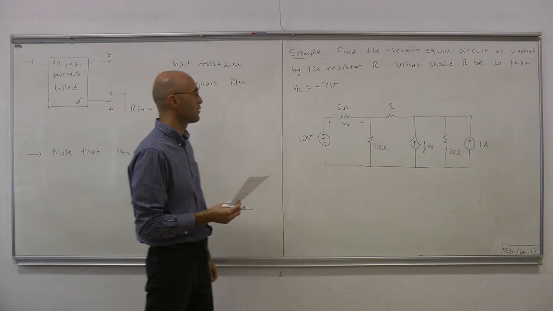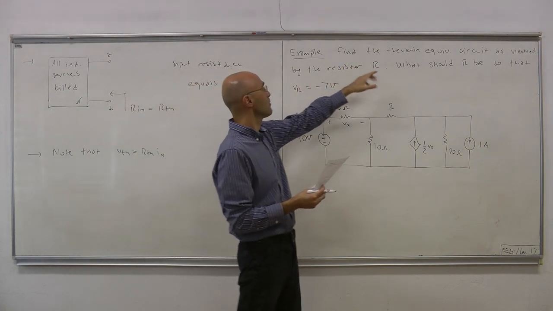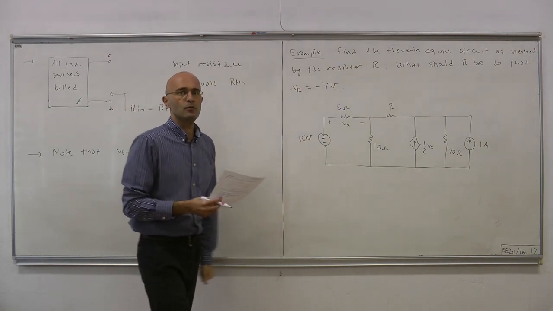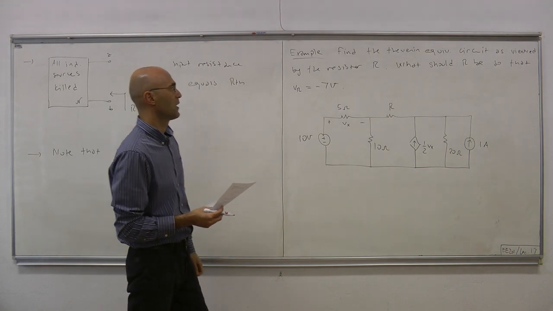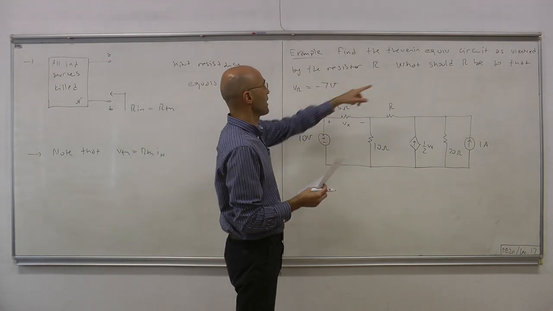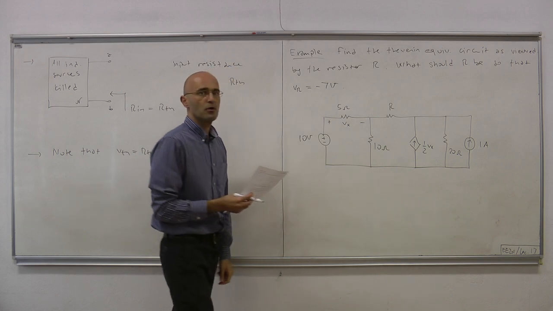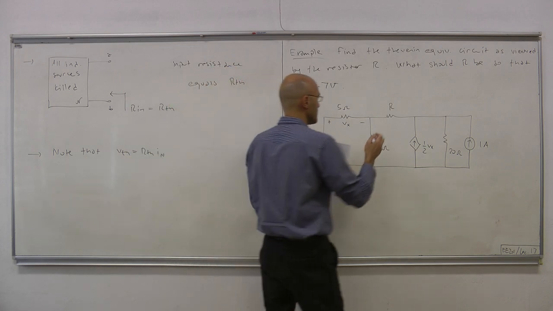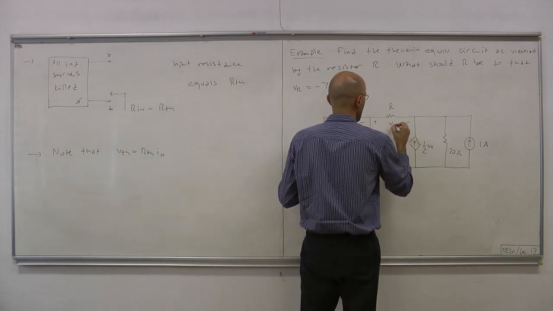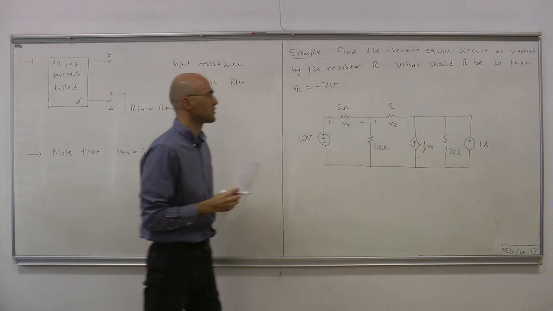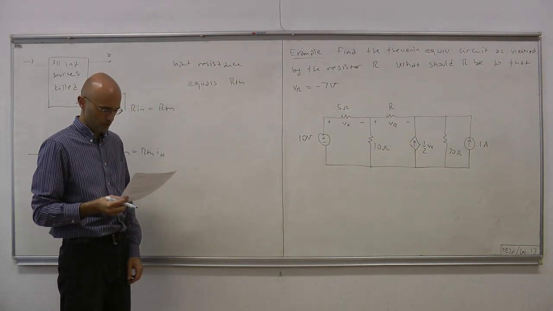Once we have the Thevenin equivalent, that's the first part of the problem, and the second part will be quite straightforward. That is figuring out R so that the voltage drop across it is minus 7 volts. And the polarity of that voltage is given to be plus minus VR.